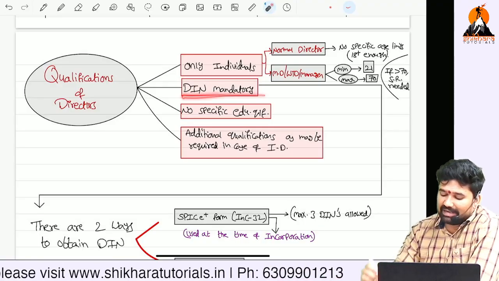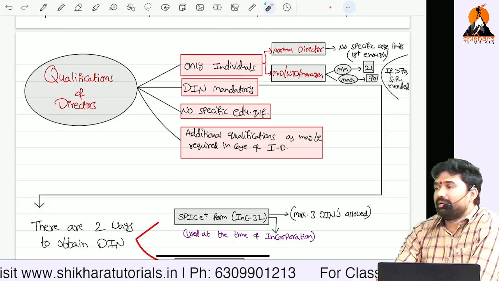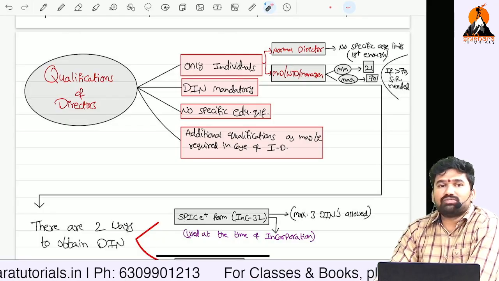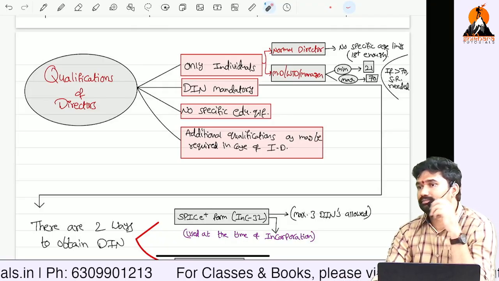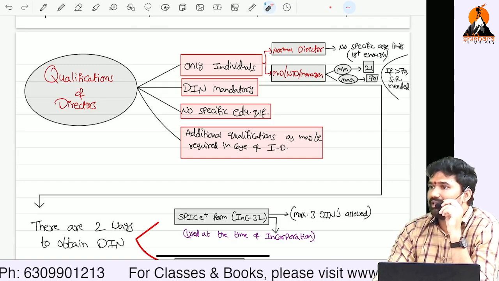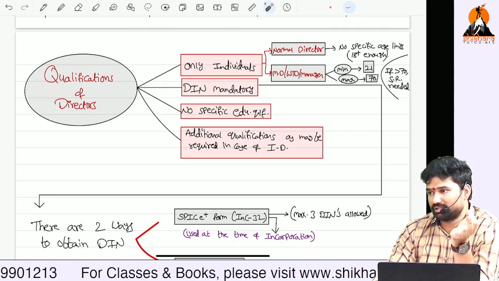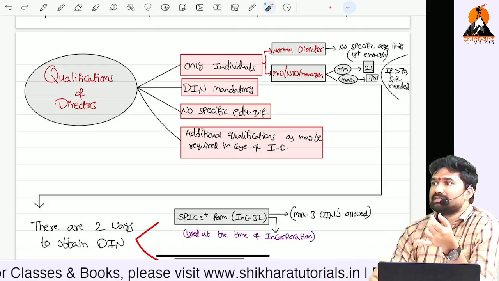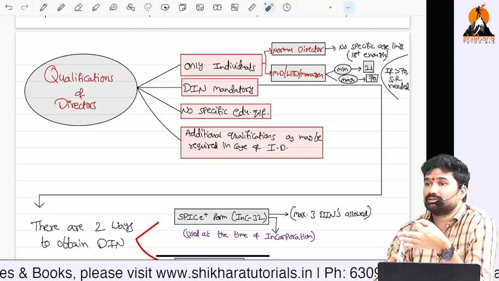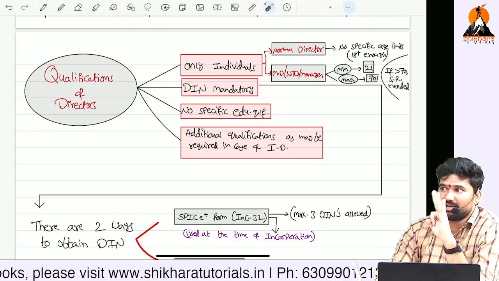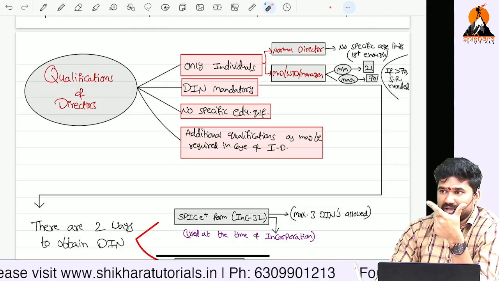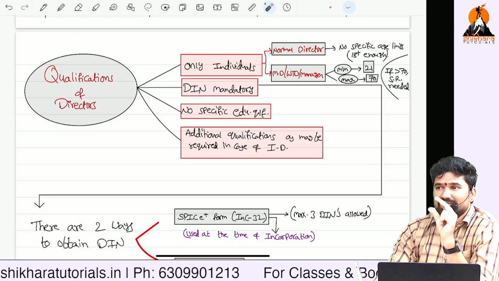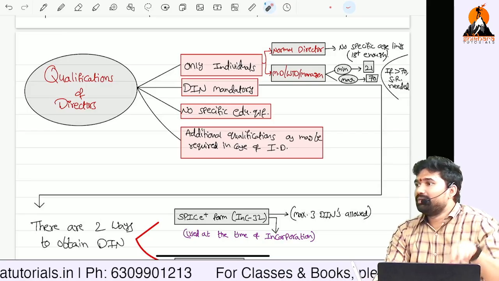Next one, DIN is mandatory. Coming to the age requirement, for acting as a normal director, there are no age-wise restrictions in Companies Act 2013. For acting as a director in a company, there are no age-wise restrictions. Normal director. But in order to act as a whole-time director or MD or manager, 3 positions. What are those 3 positions? MD, whole-time director, manager. Why? Because MD, whole-time director, manager, these directorships will come under which category?